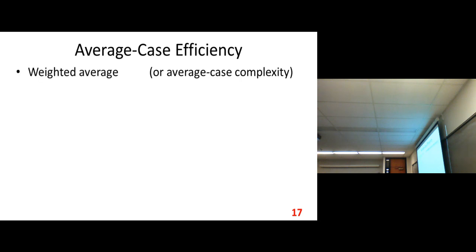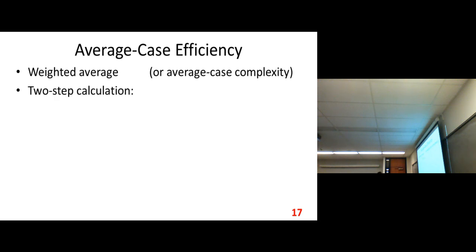When you do average case efficiency, you need to factor in all the cases. Do not miss anyone, but for each case, you need to assign it an appropriate weight. So the average we want to find is actually a weighted average. So let's calculate a weighted average. The weight is important.